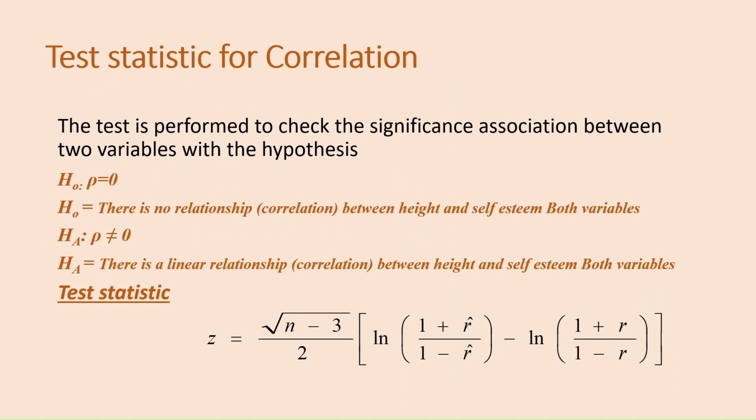The hypothesis test for the correlation analysis. The test is performed to check the significant association between the two variables. In our example, height and self-esteem, we have two continuous variables. The null hypothesis is there is no relationship between height and self-esteem, and the alternative hypothesis is there is a linear relationship between height and self-esteem. And here we use the Z test statistic.